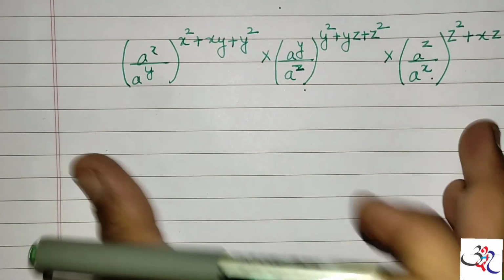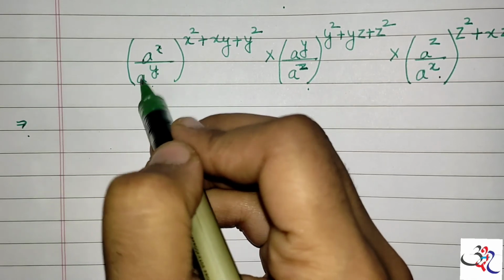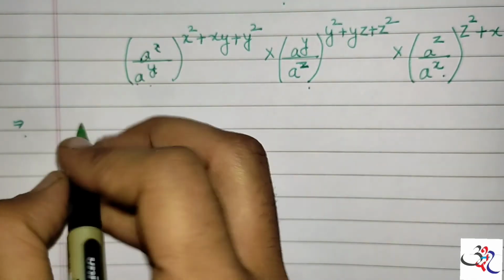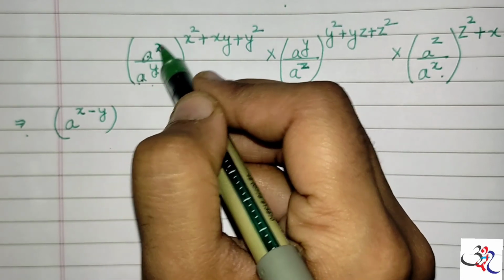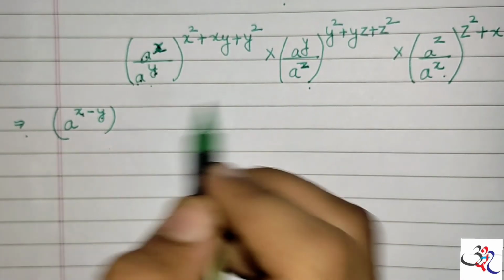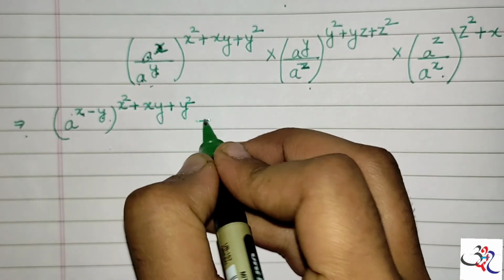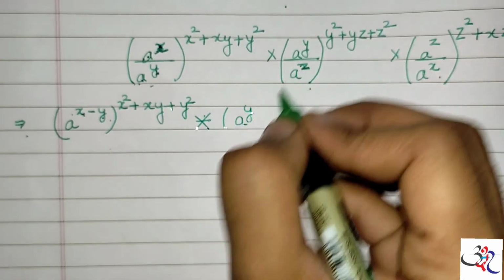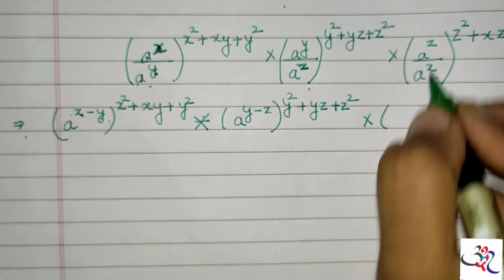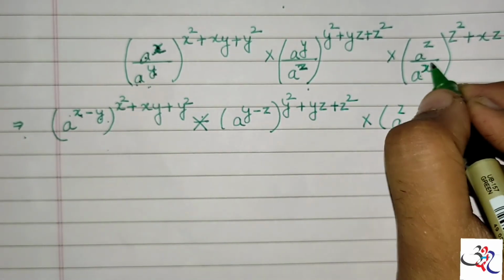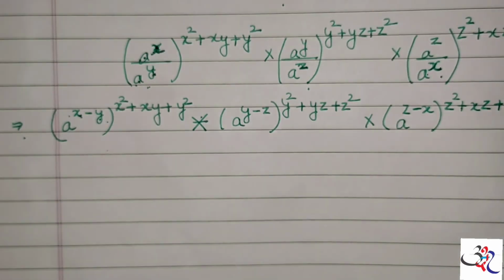So suppose I have to find out the value of this complete result. So how I can find out? I have told you the results, that if they are having the same base and their powers are different, and while dividing, then powers get subtracted. So this is x and this is y, so I can write it down as x minus y. The rest will remain same for my first step. This is into a raised to the power y minus z into y square plus yz plus z square into, how I can write down this? This will be my z minus x raised to the power z square plus xz plus x square, right?